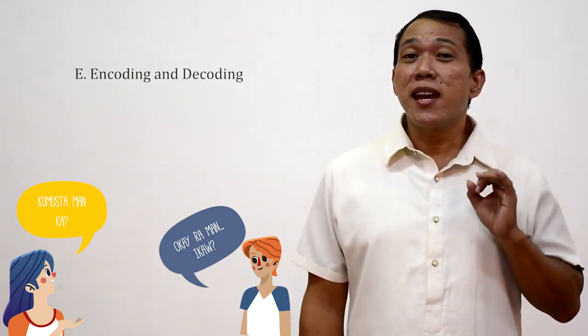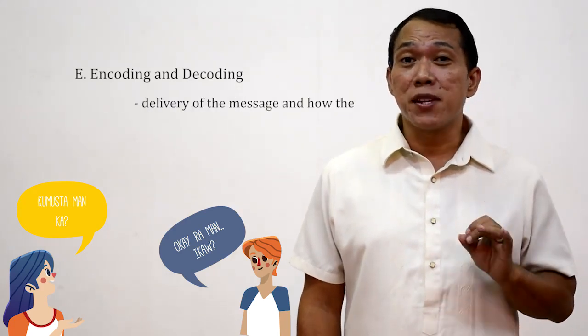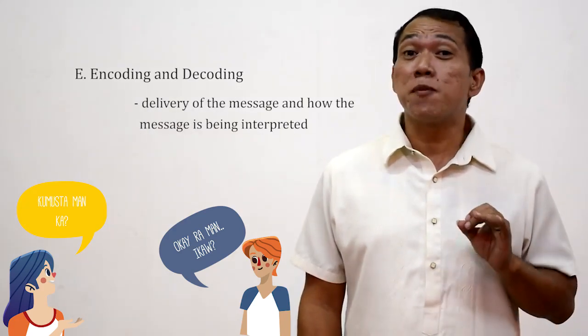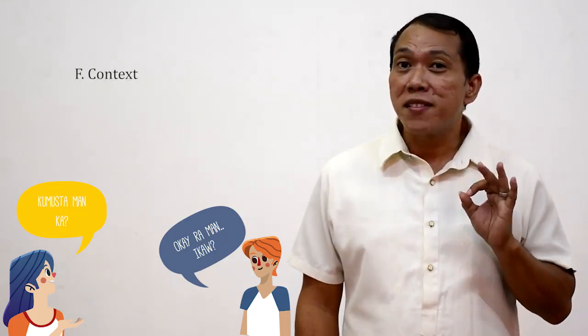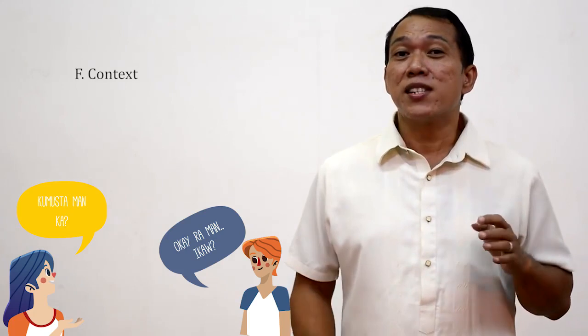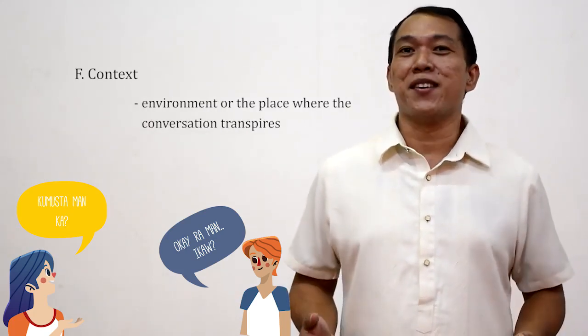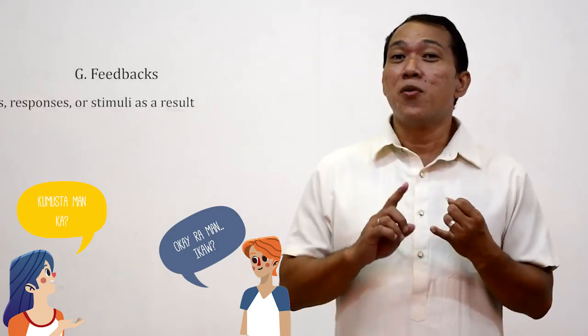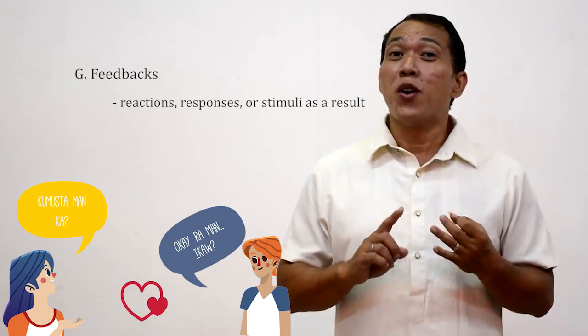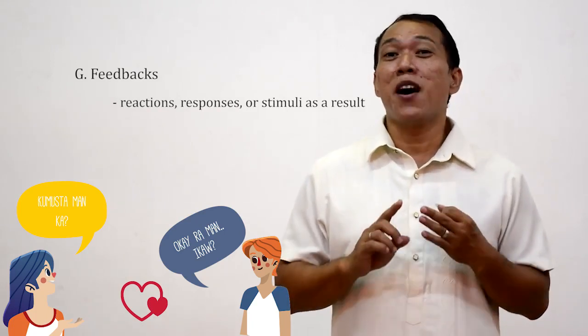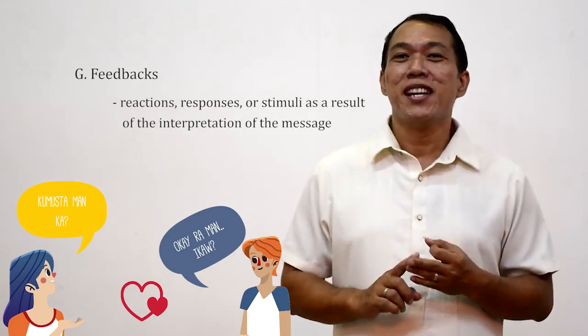Letter E, encoding and decoding. Encoding and decoding is the delivery of the message and how the message is being interpreted. And letter F, that's the context. The context is the environment or the place where the conversation transpires. Letter G, the feedback. These are reactions, responses, or stimuli as a result of the interpretation of the message. And letter H, barriers or the noise.